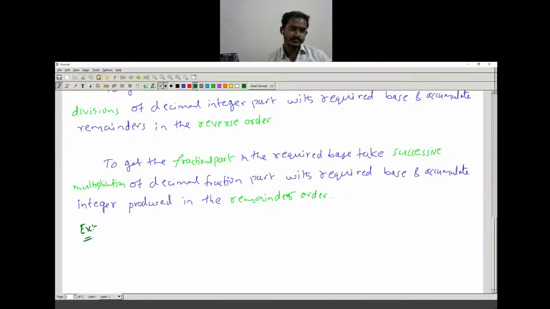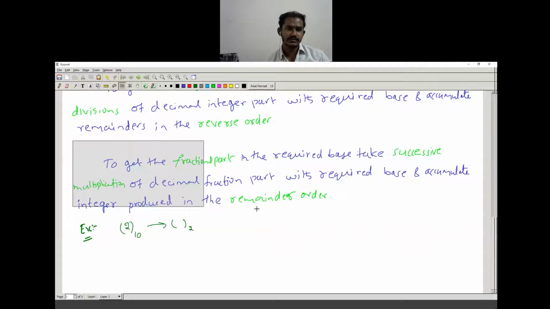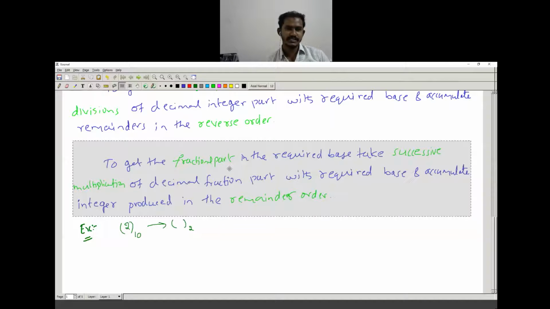Example. I'm having a decimal number 2. Very simple example I'm taking here. I want to convert this decimal number into the binary number system. In the given decimal number, I'm having only the integer part. There is no fractional part, so we need not think about the fraction part here. Only thinking of the integer part is enough for this example.